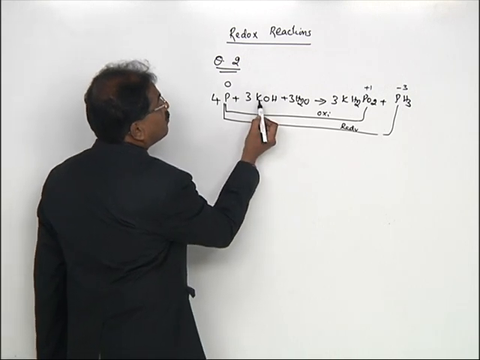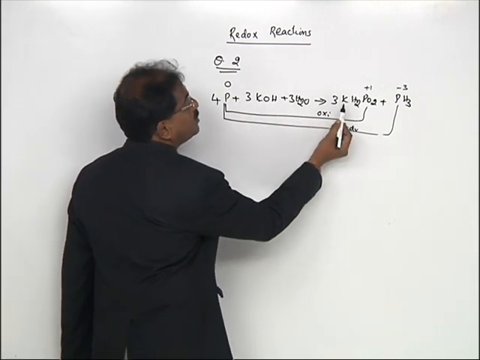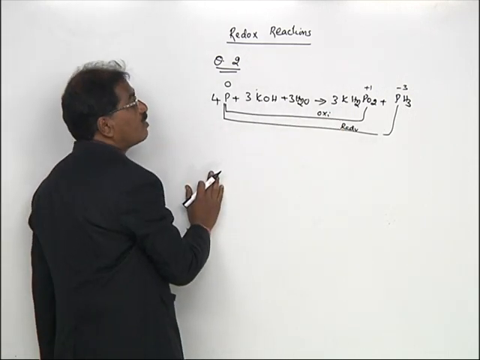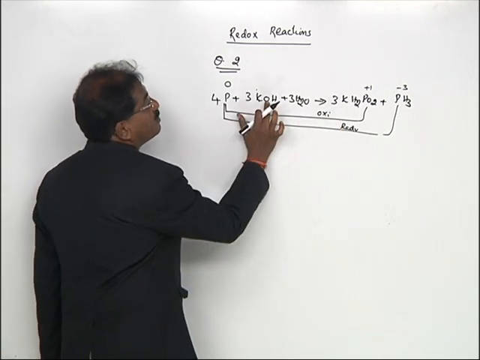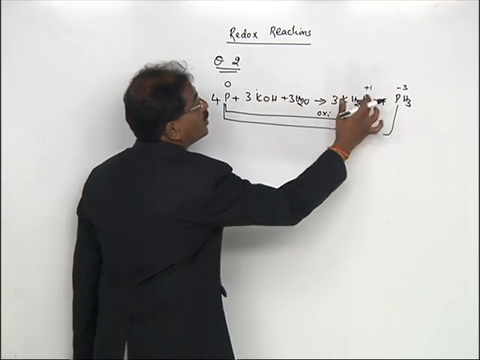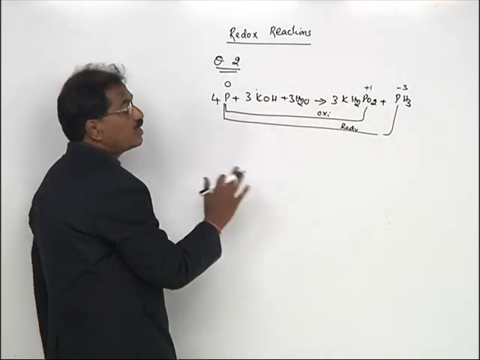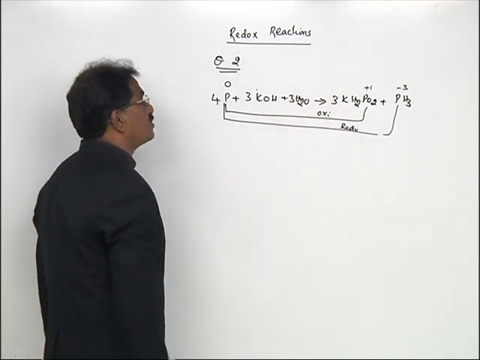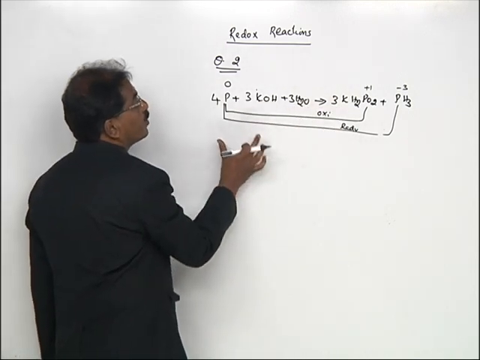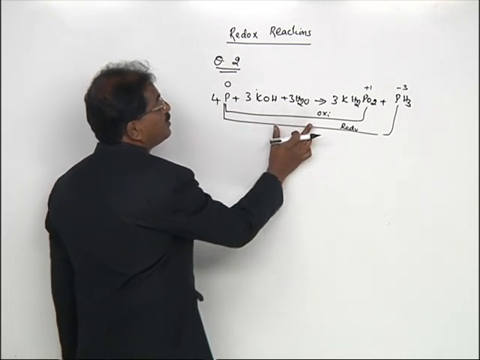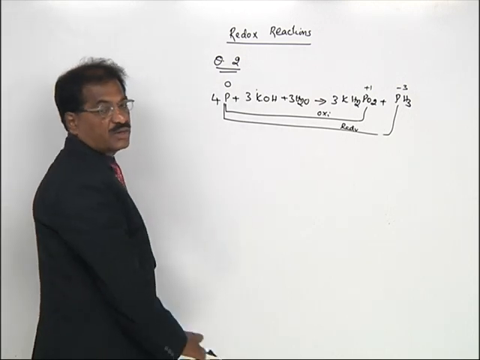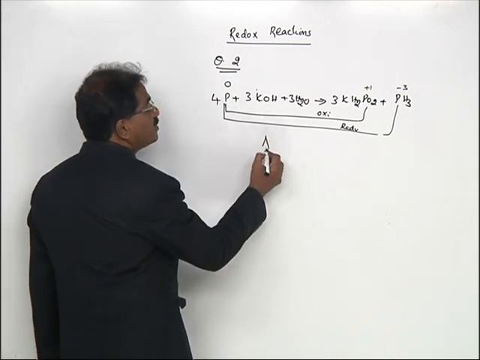Similarly, for potassium you observe the change in oxidation state. Here +1, here +1. There is no change in the oxidation state of the potassium. Similarly, for oxygen, here -2, here also -2. For oxygen and hydrogens also there is no change in the oxidation state. Therefore, in this entire reaction only for phosphorus there is a change in the oxidation state. Therefore, some phosphorus atoms are undergoing oxidation, some are undergoing reduction. Hence, the answer is 1.